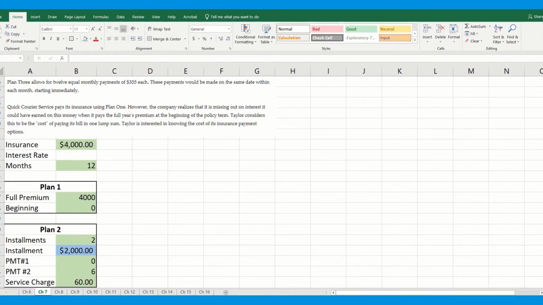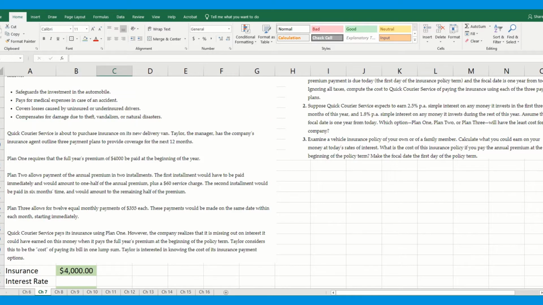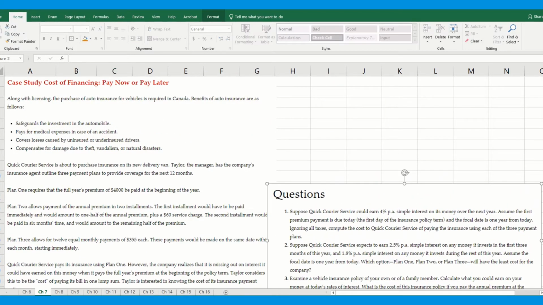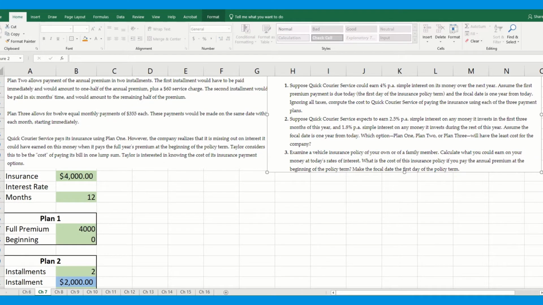Okay, so let's start on question 1. Question 1 says, and I'll just drop that down so I don't have to go so far. Suppose Quick Courier Service could earn 4% per annum simple interest on its money over the next year. Assume the premium payment is due today, the first day of the insurance policy term, and the focal date is 1 year from today, so 12 months. Ignore all taxes. Compute the cost to Quick Courier for paying the insurance using each of the 3 payment plans.